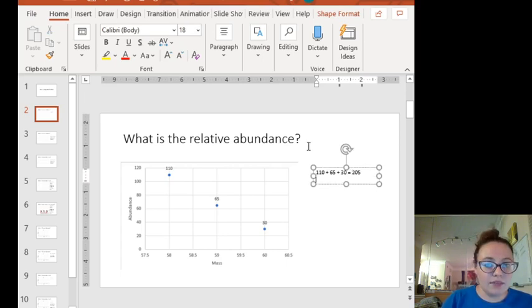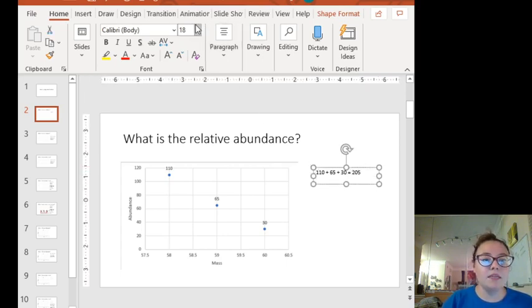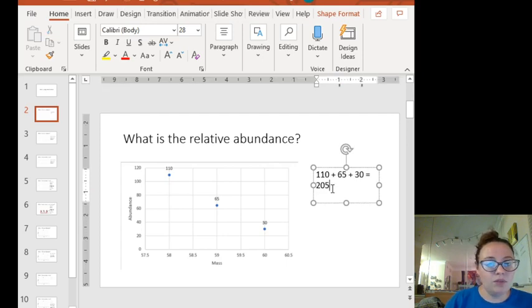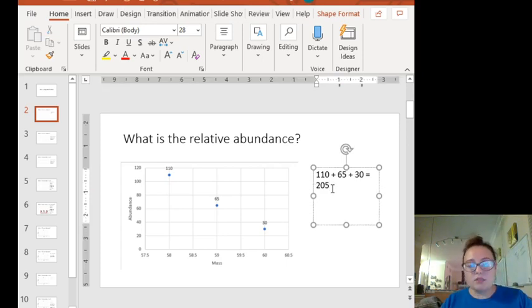And so after that, we're going to make as many fractions as we have points. So if I have 3 points, I need 3 fractions. If I had 2 points, it would only be 2 fractions. And all we're doing is taking the part and putting it over the whole. So 110 is my part. My total is 205.